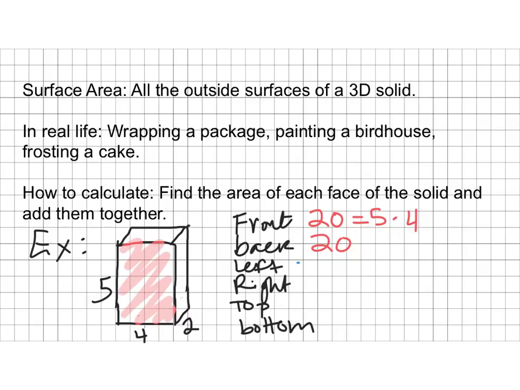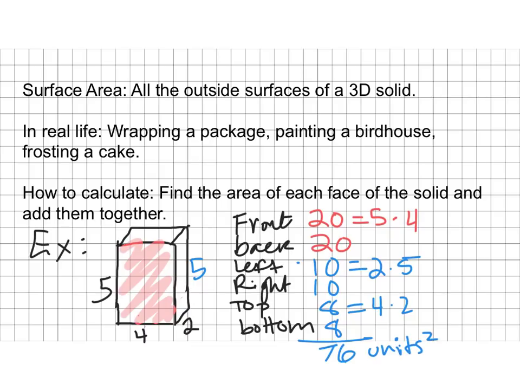And then the left would be the 2 by 5. So that would be 10. And so would the right. And then the top and bottom would both be the 4 by 2. So that would be 8 and 8. And so then you add up that total to get 76 units squared. And we're still talking about square units here, even though it's a 3D shape, because we're just talking about that exterior layer, which is a 2D measurement.